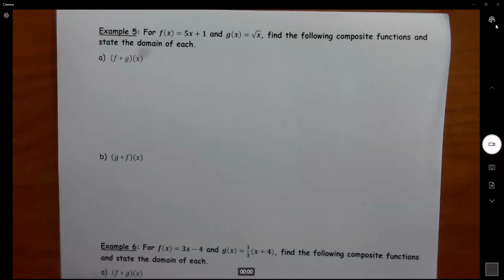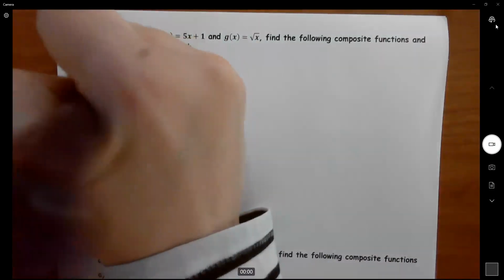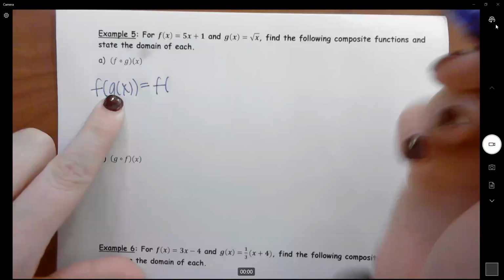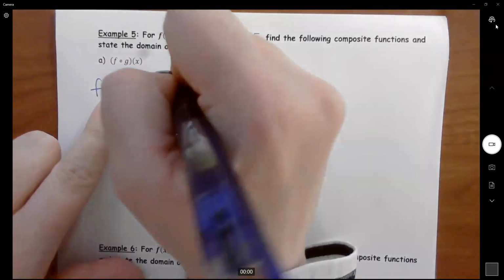Okay, here's another example. For f of x equals 5x plus 1 and g of x equals the square root of x, find the following composite functions and state the domain of each. So this is f of g of x. My g of x is the square root of x.